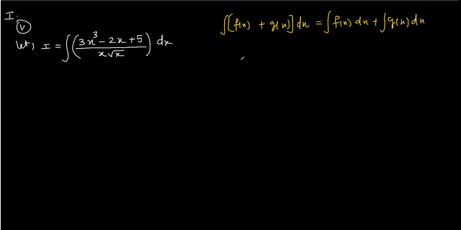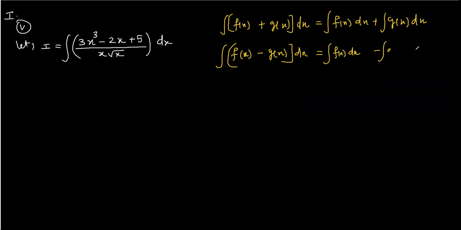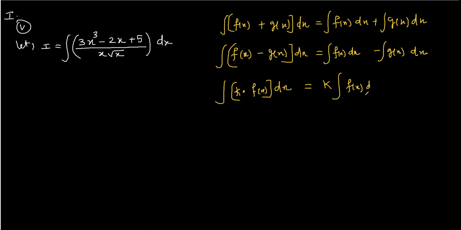This is one. If you have integration of f of x minus g of x, then what will happen? You know. You will write separate integration of these two, and in between you will have a negative sign. If you have integration of k multiplied to f of x dx, where k is a constant, the only thing you have to follow is k is out, and here you have integration of f of x dx.